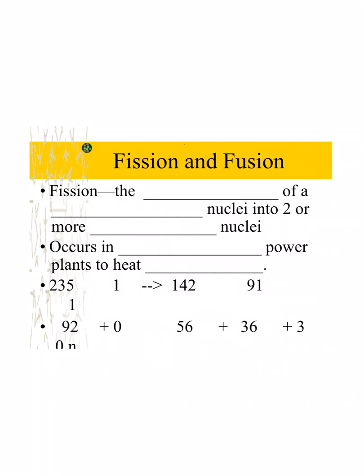Okay, so today we're going to go over fission and fusion. Fission is the splitting of larger nuclei into two or more smaller nuclei, so they're going to break apart. The most common everyday use is in nuclear power plants, where all it's doing is heating water and turning it into steam, and that steam runs the turbines.